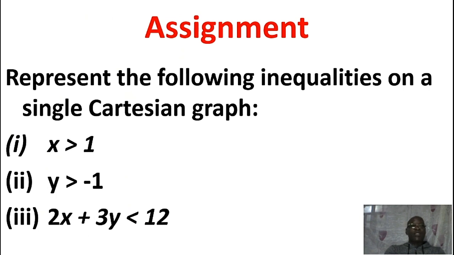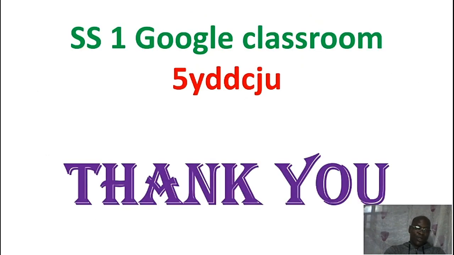Okay, assignments. It says represent the following inequalities on a single Cartesian graph. It means that 1, 2, 3 should be represented on a single Cartesian graph. Don't bother about what is resulting from it. Just do it. Whatever you see, take it like that. Do it exactly the way you understand how we do it. Do it and submit to our Google Classroom.